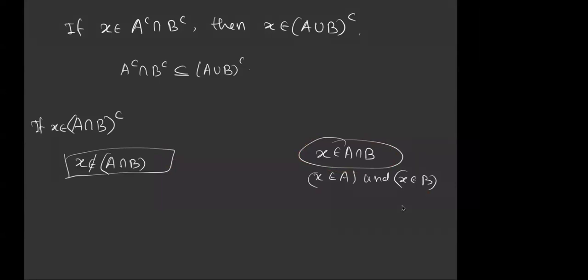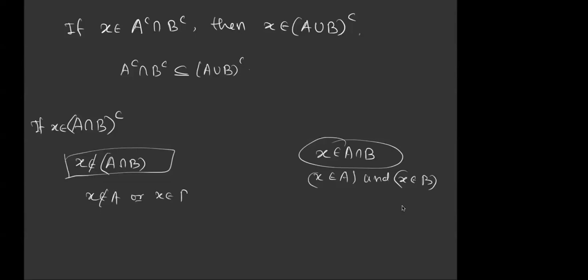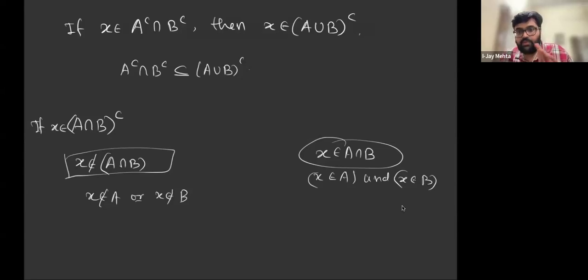X is not in A or X is not in B. What you were saying? Oh, sorry, sir. See, that is why we should go step by step. So all of you see this? Don't just jump directly. Go step by step. Okay, fine. So take it slowly. Don't directly go into it.